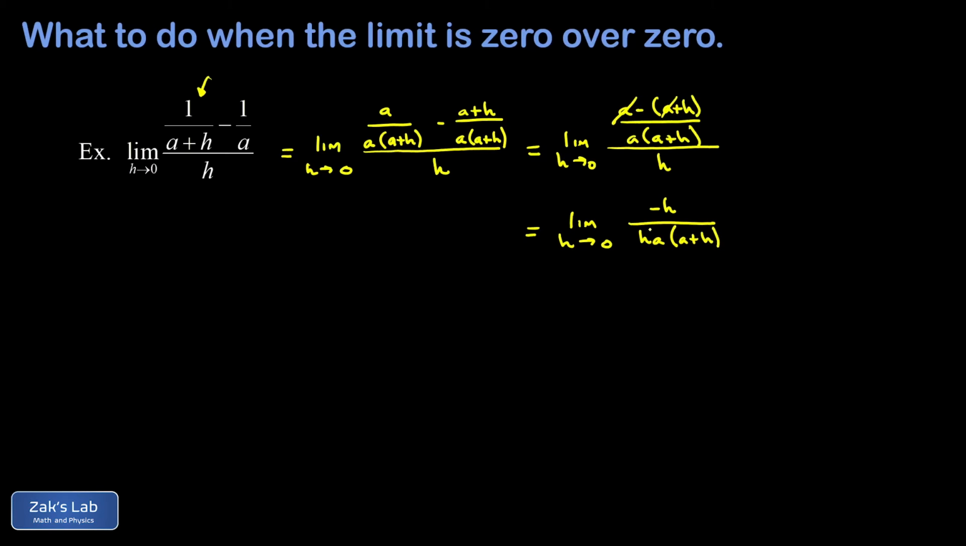Now at this point, our h's are going to cancel out, and I end up with a negative 1 in my numerator and an a times the quantity a plus h in the denominator. And now I'm looking at a rational expression where directly substituting in h equals 0 doesn't cause a problem. So this thing finally simplifies to negative 1 over a squared.